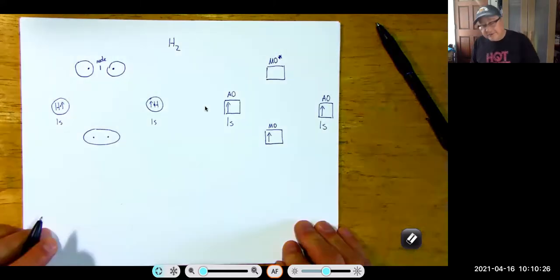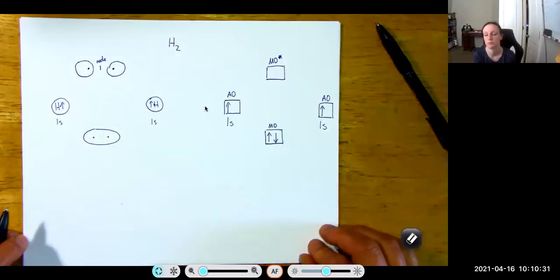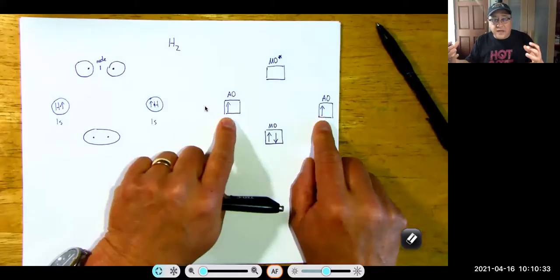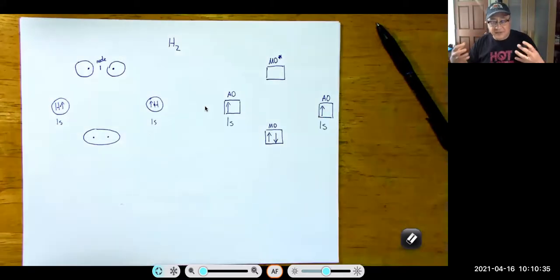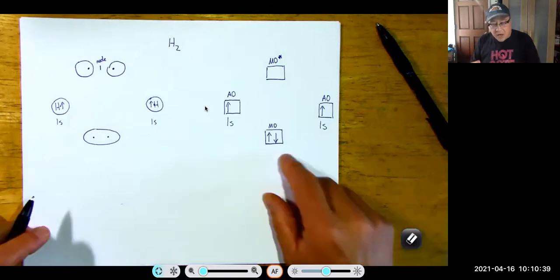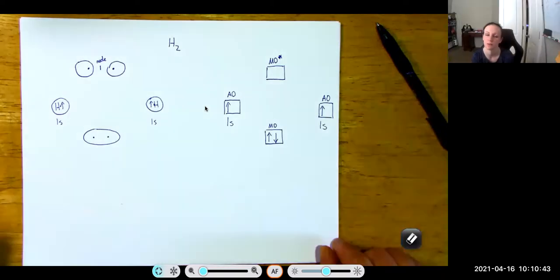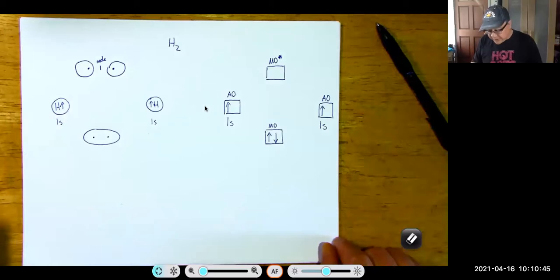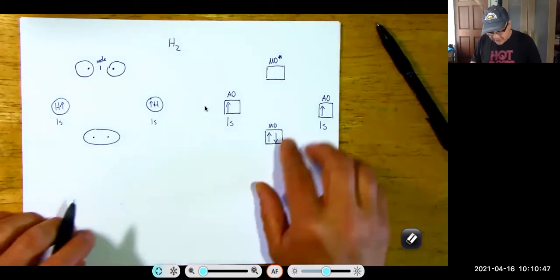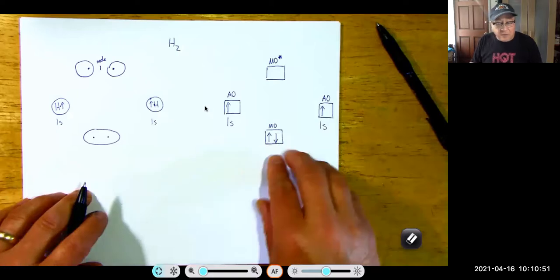And how do you think the second one goes? Up. Down. Even though they're both up as individual atoms, we have them both up because that's standard procedure. But when you're talking about making a bond, you have one up, one down. This is the orbital box diagram for an MO.